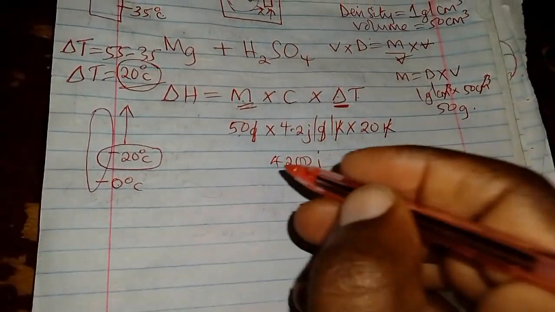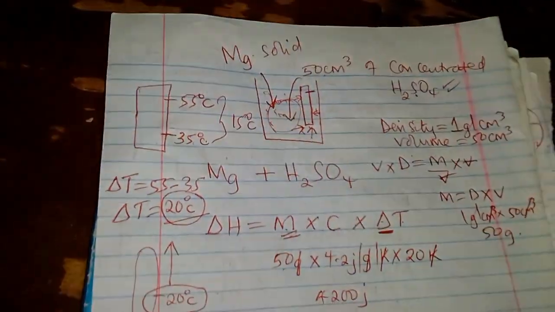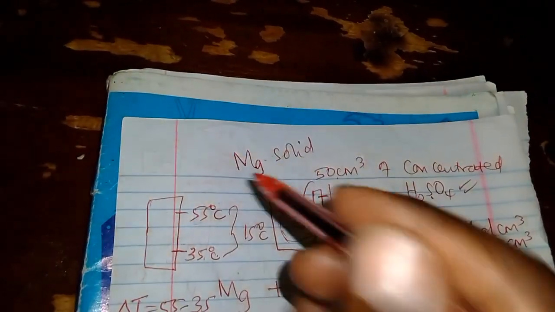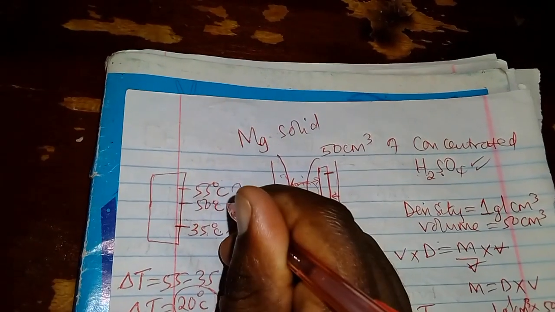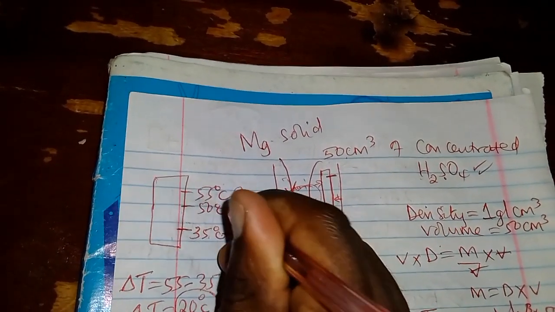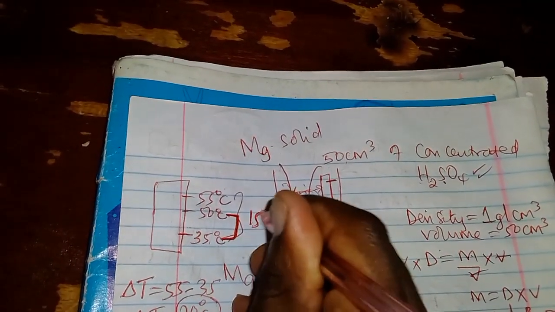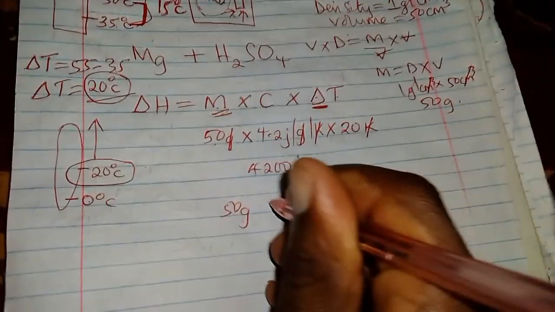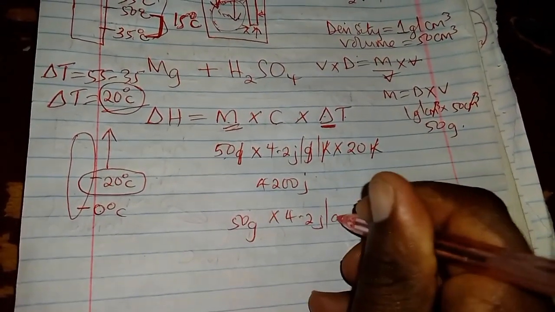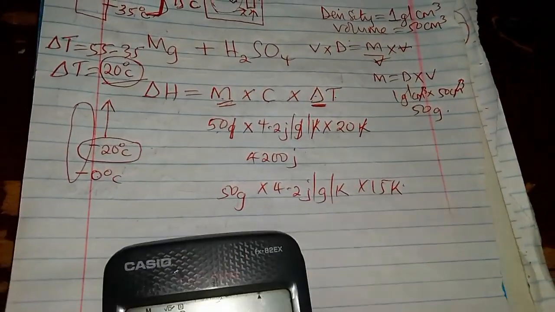4200 joules. Or if the temperature reading has a difference of, let's say, 15 degrees Celsius, that gives us the enthalpy change. So we can have maybe 35 up to 50. From 35 to 50, we have a delta T, or a change in temperature, of 15 degrees Celsius. Good. So I'll say 50 grams, the same mass, multiplied by 4.2 joules per gram per Kelvin, multiplied by 15 Kelvin. So what do I get? Yes, in case I'm using 15 degrees.